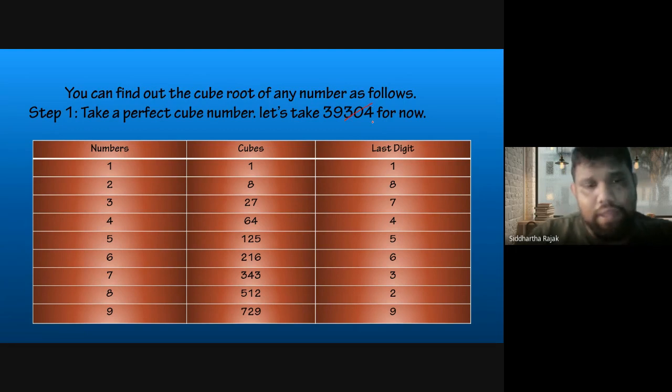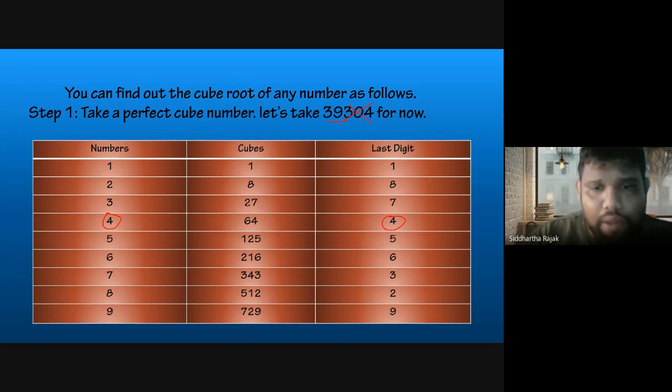After you've done this and known the last digit is already 4, the cube root will also have the last digit 4, right? So we do not need any of these last 3 digits. You can just wipe this off. You do not need this, right? So now the remaining 2 digits are 39. So now you have to find this 39 amongst the cubes.